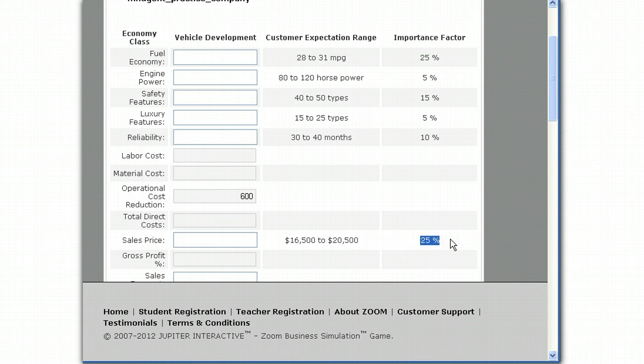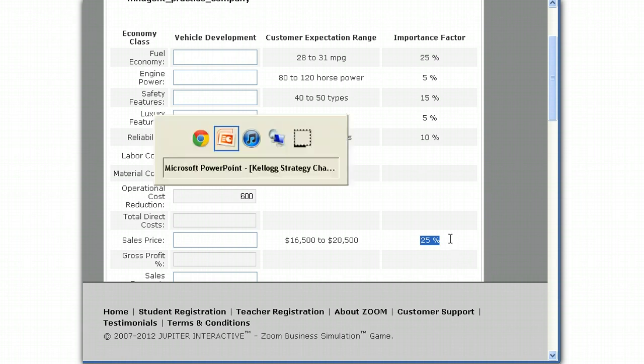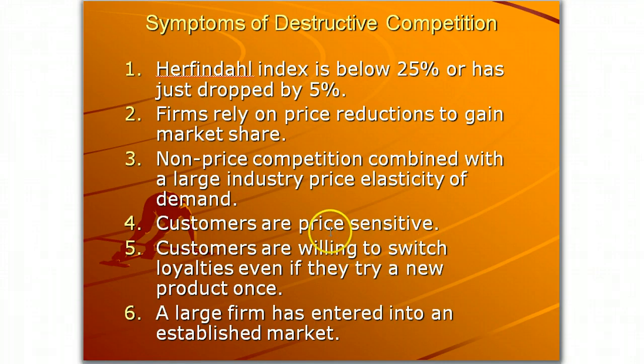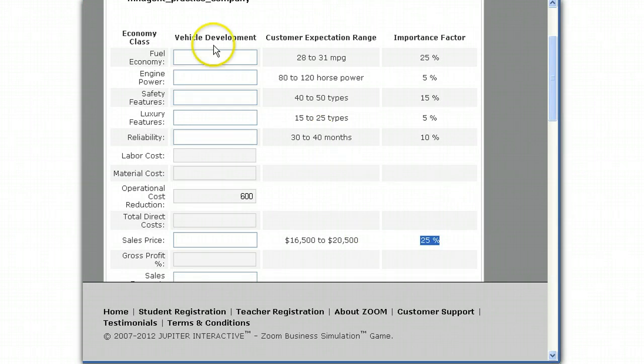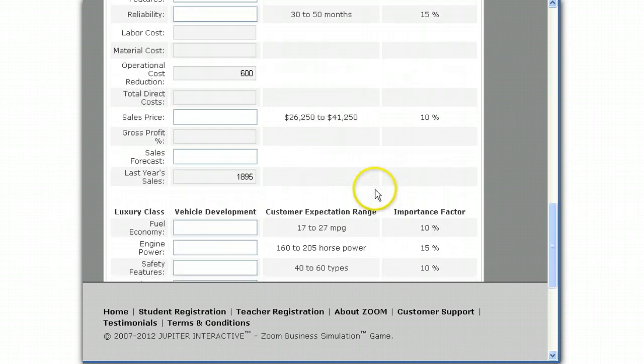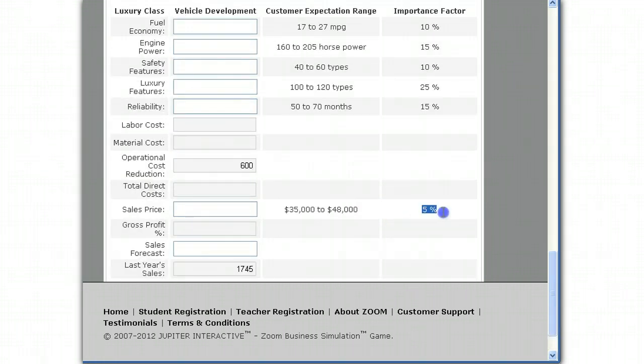And that's similar to when we talk about price sensitivity. When it comes to economy class cars, the price is a big factor in whether or not the consumer is going to buy the car. So the higher the price of the economy class car, the fewer units you'll sell. Now, if we go down to the luxury car, it's only 5% of the criteria, meaning that even though the car has a higher price, it's not going to dampen demand as much as it would with the economy class car. And if you think about that, it kind of makes sense.